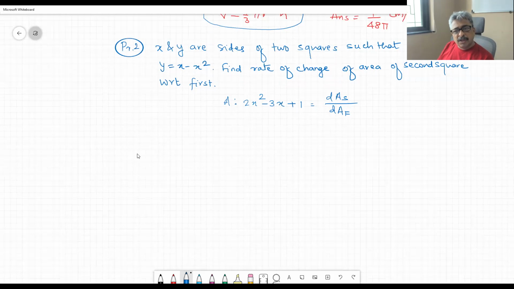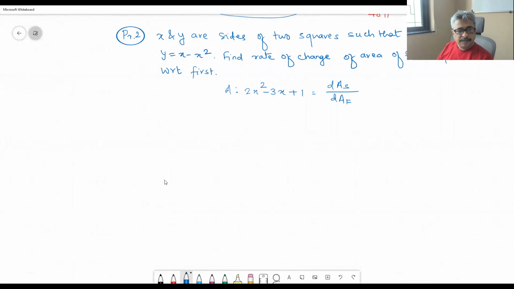Okay, the second thing which is remaining is approximation.